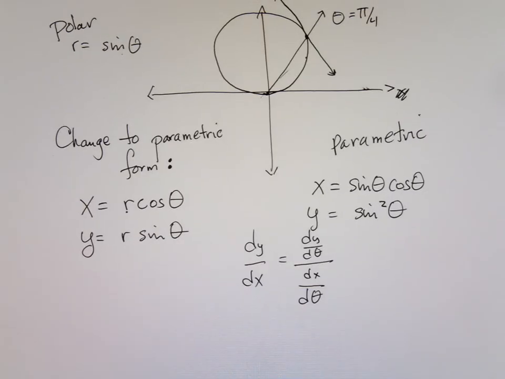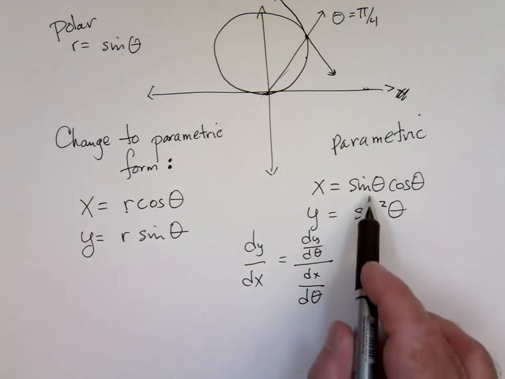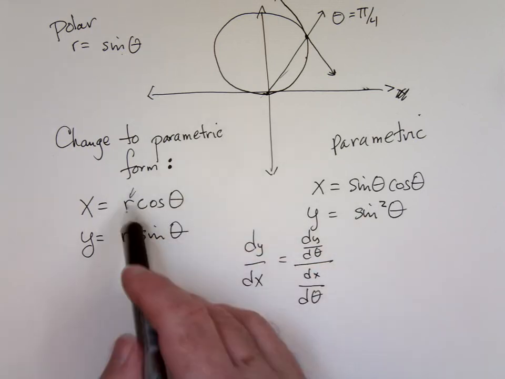You guys still okay? Dylan, you okay? How did you derive x and y for the parametric forms again? Right here? Yeah. I replace this r with sine theta, and I replace this r with sine theta.